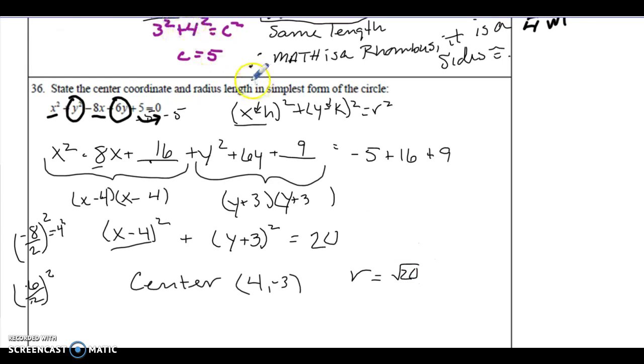Now it says in simplest form, and so I'm going to have to simplify the square root of 20. To simplify, I think of the biggest perfect square that goes into 20, which is 4, goes in 5 times, and that is 2 radical 5.